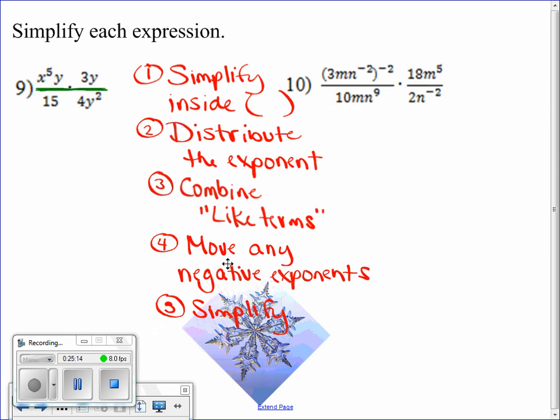All right. So first thing, simplify inside parentheses. I don't have any. So distributing, I don't have any parentheses. Combine like terms. Now, when you have fractions where you got stuff on the top and stuff on the bottom, simplify the top, simplify the bottom, then put it together, okay? So on the top, I can put the y's. So we're having x to the 5th. y times y is y squared.